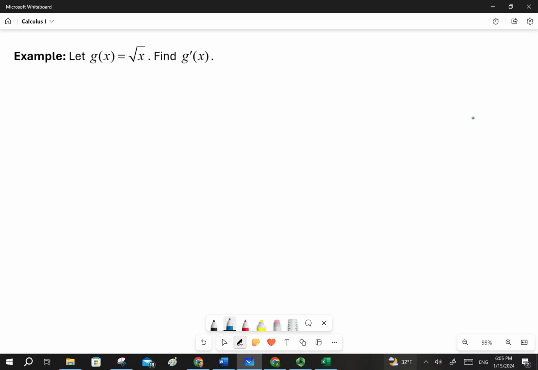Let g of x equal the square root of x. Find the derivative g prime of x. Using the definition of the derivative, g prime of x equals the limit as h approaches 0 of g of x plus h minus g of x all over h.